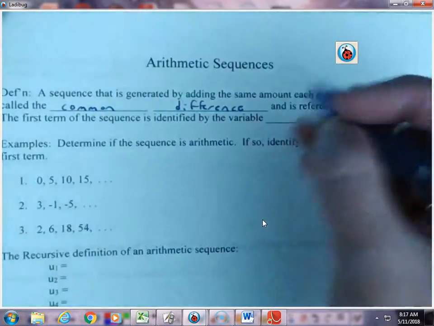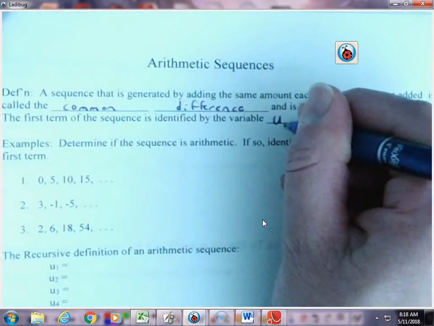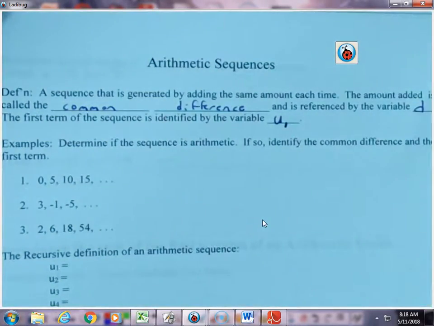The first term of the sequence is known as u sub 1. Now some books will use a sub 1. They can use any letter they want, but your formula sheet goes with the u's. U's plural, the letter U, plural.